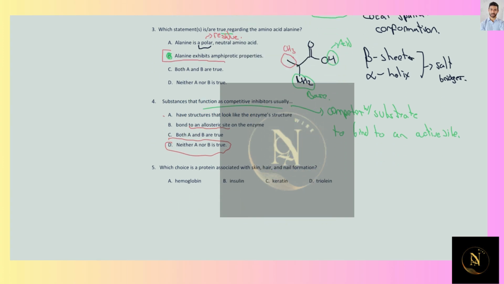And finally, which choice is a protein associated with skin, hair, and nail formation? And this one is the easiest, just because of all the marketing on products for hair, nails, and skin. Keratin is going to be the correct answer.